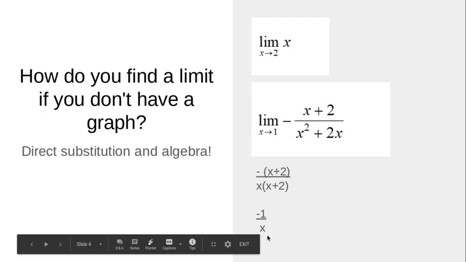Now it's time for that direct substitution. If I plug in a 1 right here, negative 1 divided by 1 is negative 1. So I would say that the limit as x approaches 1 of this function is equal to negative 1.